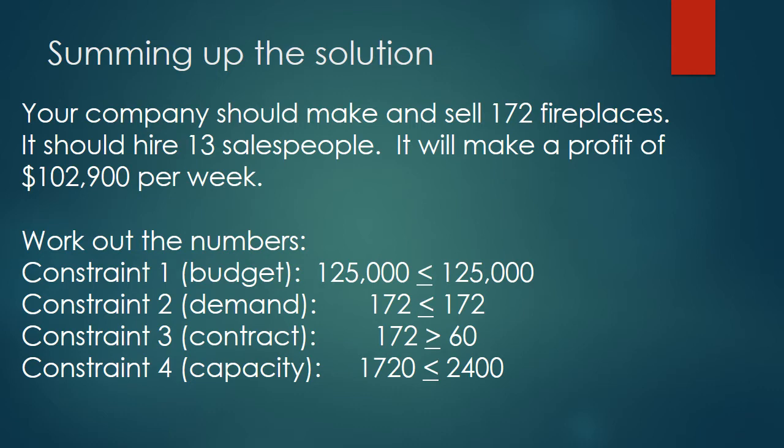We use all $125,000. On the demand constraint, we make it, but with none to spare. The original demand was 120. Our 13 salespeople increased that to 172, and we made 172 fireplaces, completely satisfying demand. The other two constraints are also satisfied, but they're satisfied with some to spare. This idea of being satisfied with none to spare or some to spare is an important one, and it's what I want to talk to you about.